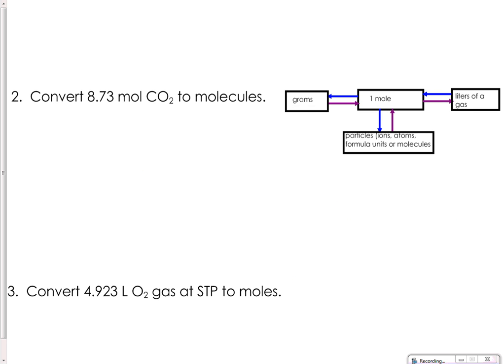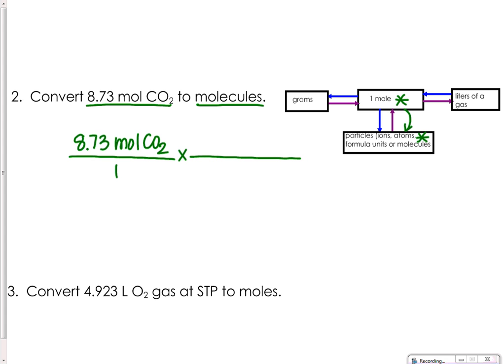So, problem number 2, I'm asking you to start with 8.73 moles of CO2 and convert that to molecules. So here I'm starting with moles, and now I want to go to molecules. It's still a one-step problem. So I'm going to write 8.73 moles of CO2. That's my given. I'm going to put that over 1. And I can do this in one step. Moles of CO2 will be going down on the bottom of the fraction.